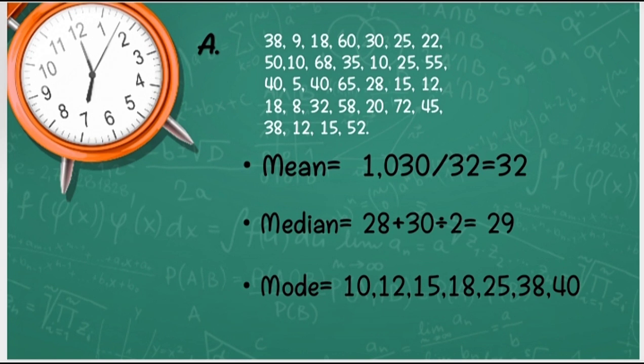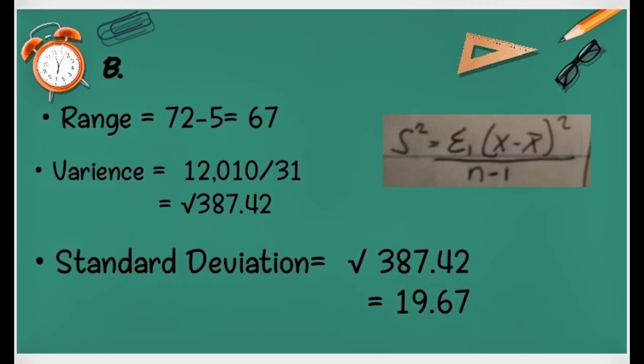The median. First, we need to sequence the given numbers from lowest to biggest and get the middle number. Here the middle numbers are 28 and 30. Divide it by 2 will result to 29. The next is the mode: 10, 12, 15, 18, 25, 38, 40. These are the numbers that appear most frequently in the set of data.